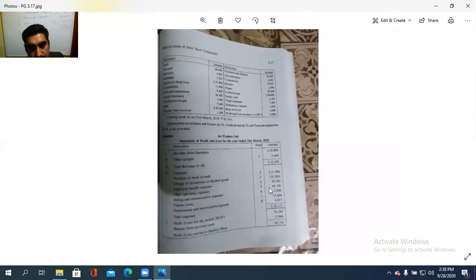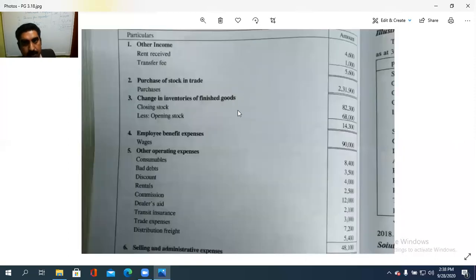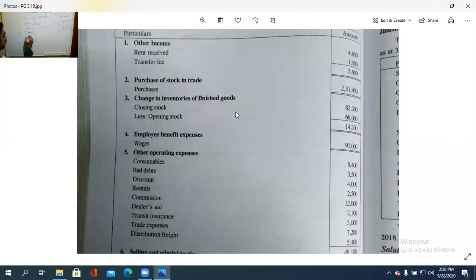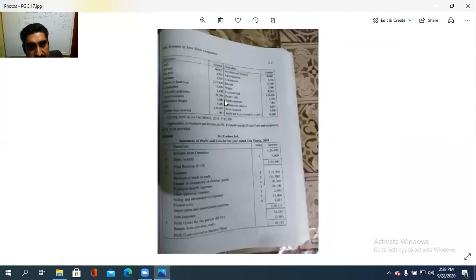These are the items. So first of all, how should the purchase of stock in trade be considered? Purchase of stock in trade, that is the first item. How much is it? Under that, the total purchases is there, isn't it? So total purchases, how much?